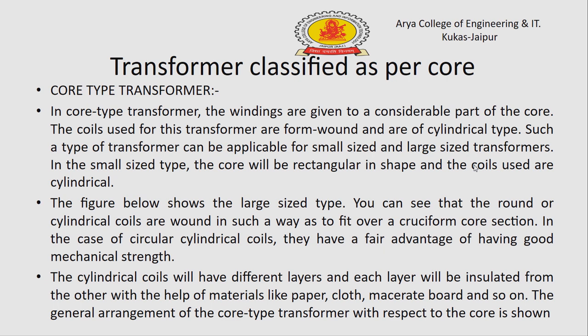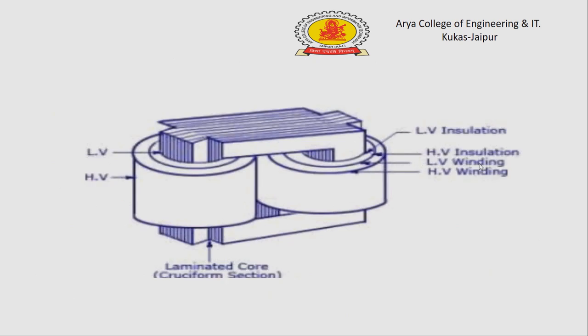In the case of cylindrical coils, they have a fair advantage of having good mechanical strength. In the core transformer, the cylindrical coils will have different layers, and each layer will be insulated from the other with the help of materials like paper, cloth, and so on. The general arrangement of a core type transformer with respect to the core is shown in the figure. That is the core type transformer.